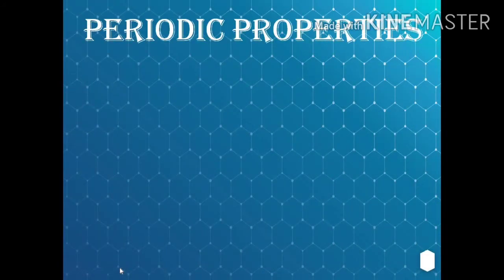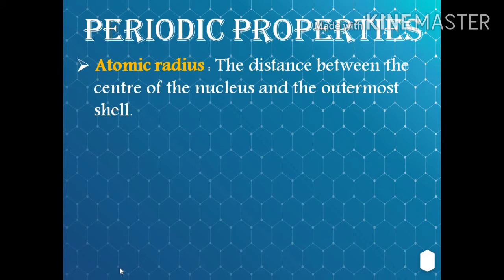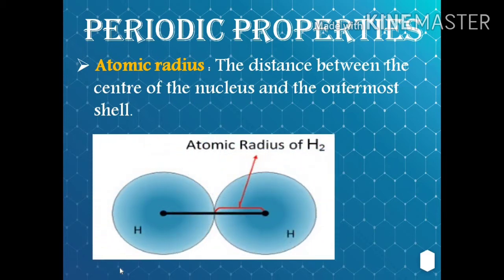Now we have some periodic properties. Actually, we will not be learning all the periodic properties in this standard. You will learn about the periodic properties and their trends in the periodic table in grade 10 in detail. The first periodic property is atomic radius. Atomic radius is nothing but the distance between the center of the nucleus and the outermost shell. Here in the diagram you can understand very well the distance between the center and the outermost shell, which we call atomic radius.